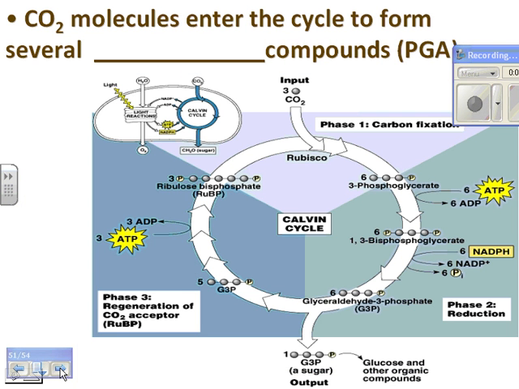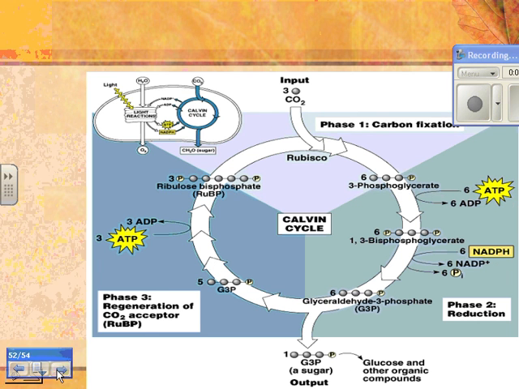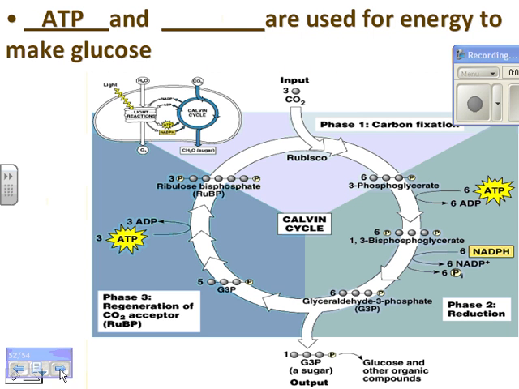And carbon dioxide molecules enter the cycle to form several intermediate compounds. So you don't have to memorize all these different things. You just have to get the idea that you add carbon dioxides plus energy from ATP plus electrons, high energy electrons and hydrogens to this carbon thing in order to make your glucose. And so you need ATP energy and you need NADPH, which has the electrons and the hydrogens, and you use those for energy to make glucose.